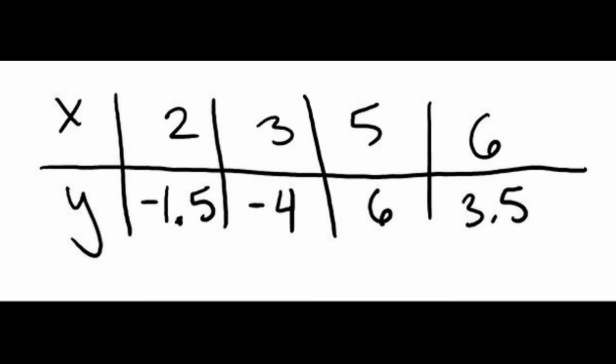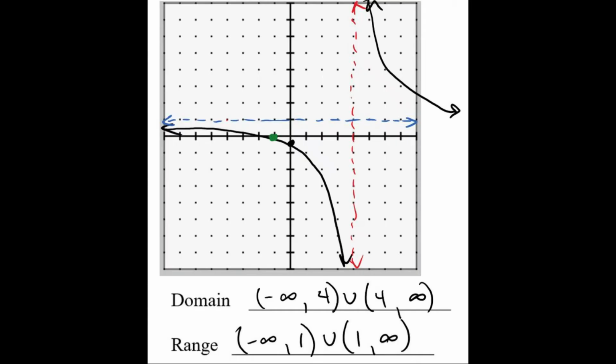There is some strategy to that, so once you do a bunch of these problems, you'll be able to pick better x's. But I picked 2 and 3, and then 5 and 6. So a couple on the left of the red line and a couple on the right of the red line. So when you do that, you come up with these values, and I put them on my graph. So that's how we come up with the graph.